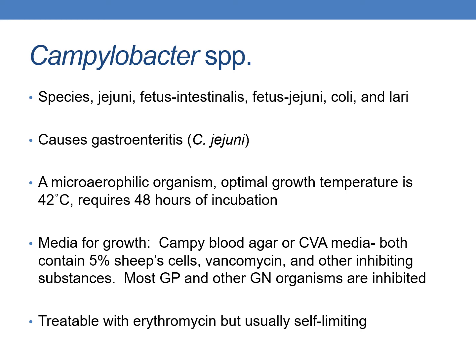Now, we want to use selective media for the isolation of Campylobacter, so we could use CVA media, or we could use what's known as Campy blood agar. Both of these media contain vancomycin and other inhibiting substances, so most gram-positive and other gram-negative organisms are inhibited. Anytime you get growth on your CVA or your Campy blood agar plate, you do want to gram stain it and look for that gull wing morphology. Occasionally, other things can grow on that selective media, so you want to be cautious and do a gram stain.